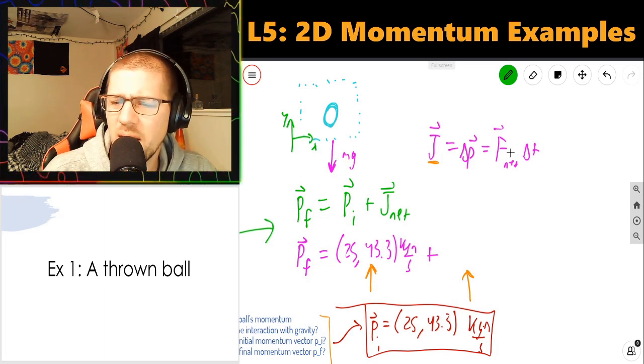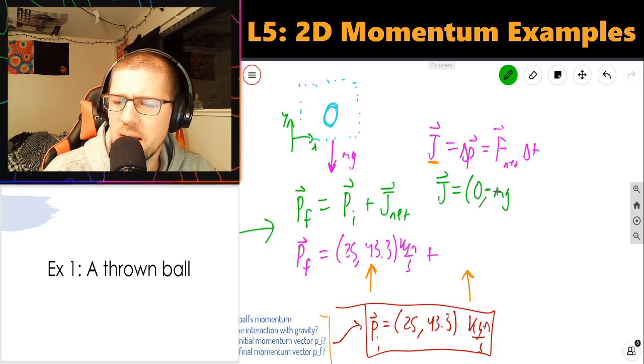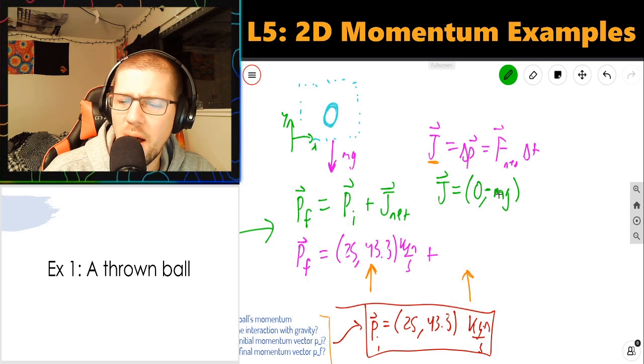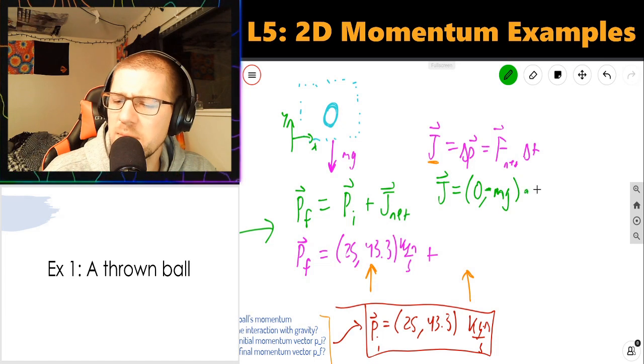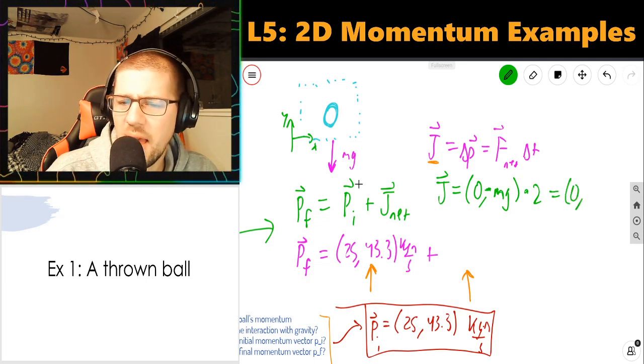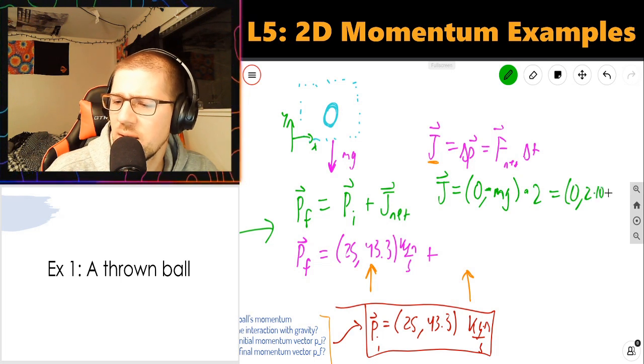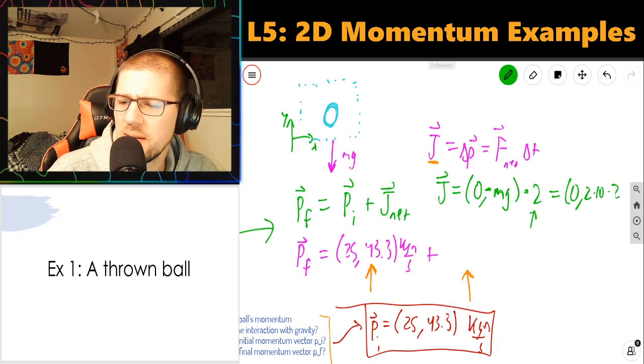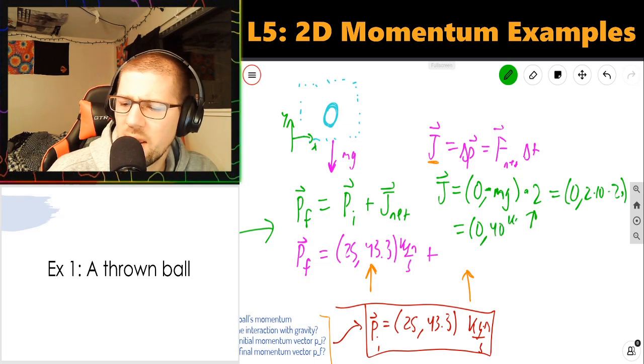So if I wanted to write out J, it's going to be F net, that's going to be 0, negative mg, it's pointing downward. G is a positive number, m is a positive number, but I need the overall vector to be pointing down. Negative mg, because it's pointing down, times 2. Okay, now I'm feeling a little bit better. When I multiply that out to get my J, I get 0, m is 2 kilograms, g is 10, and 2 for delta T, 2 seconds. All right, and my result is 0, 40 kilogram meters per second.